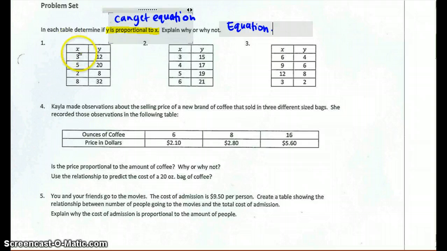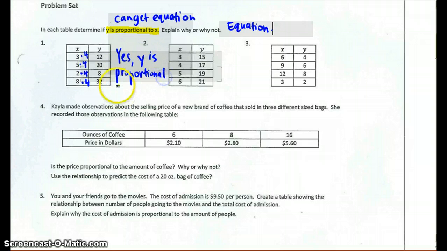We can see that x and y have a relationship. X times 4, so 3 times 4 will give me 12. Let's see if that works for each one of them. 4 times 5, does it equal 20? 2 times 4, does that equal 8? 8 times 4, does that equal 32? Yes, it does. So because that is true, yes, y is proportional to x.